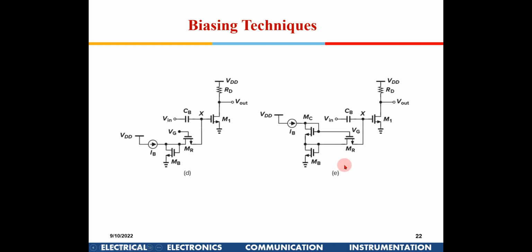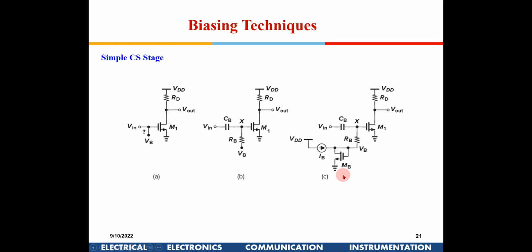Sir, can we go back to the previous slide? One more slide. Yes. Why are we giving one more connection to the gate actually? Here? Yeah, Vin is a bias, some voltage which we consider as a bias. Which Vin? This Vin is an AC signal. Vin is the AC signal which is coming here.